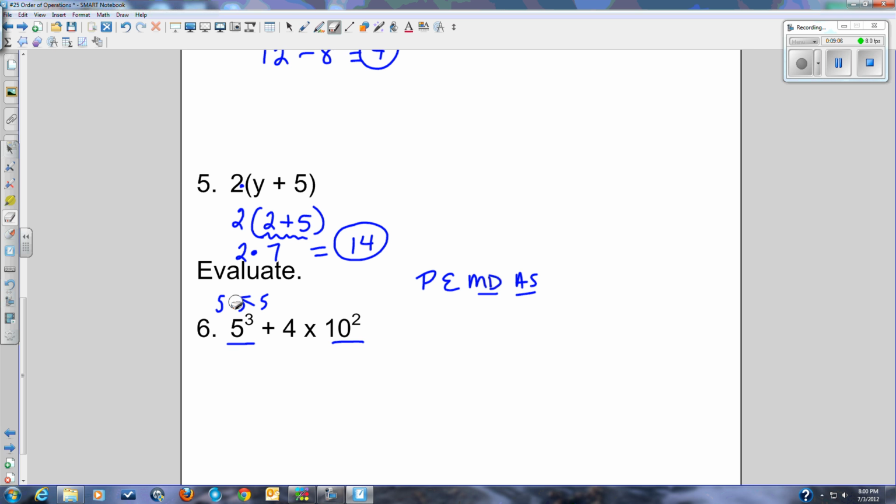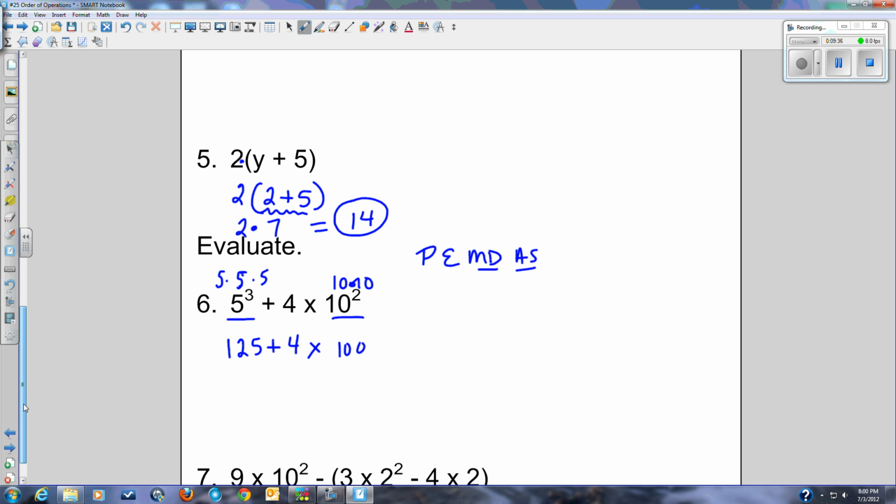I need to fix my pen a little bit here. 5 times 5 times 5. Well, 5 times 5 is 25, and 25 times 5 is 125. 10 to the second power means 10 times 10, which gives us 100. And now let's just fill in the rest of the problem. I do want you to write out the problem step by step, just the way I'm showing you now.